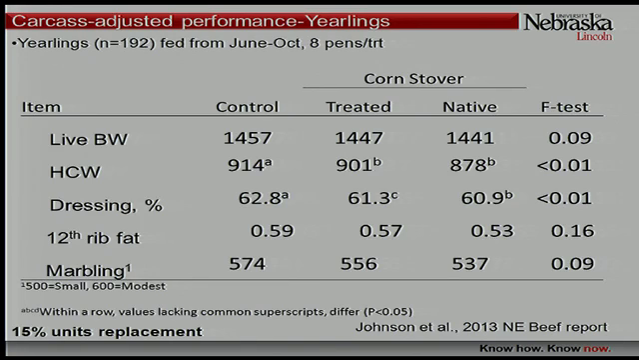That carried over to lighter hot carcass weights, and actually we did have a decrease in dressing percent with this set of cattle, the treated having lower than the control. But we did have similar amounts of 12th rib fat, similar amounts of marbling, similar amounts of percent choice as well.